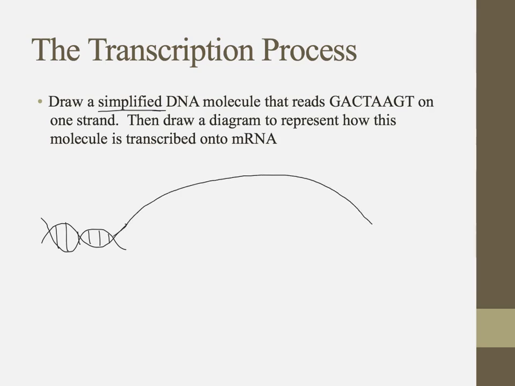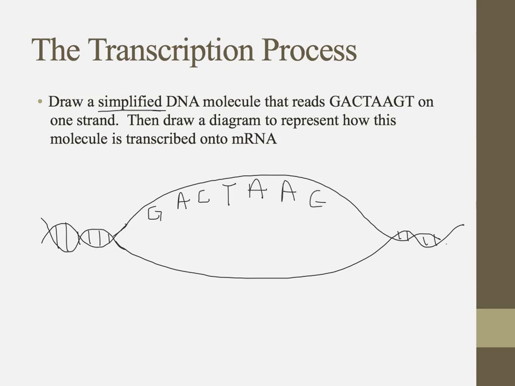Then I'm going to have a section that's been unzipped, and this unzipped section reads G, A, C, T, A, G, T. Now, what that means is that in DNA terms, down here would be a C, T, G. So I'm just writing what the complementary base pairs would be on the other strand that's been unzipped. Okay, so there's my DNA.